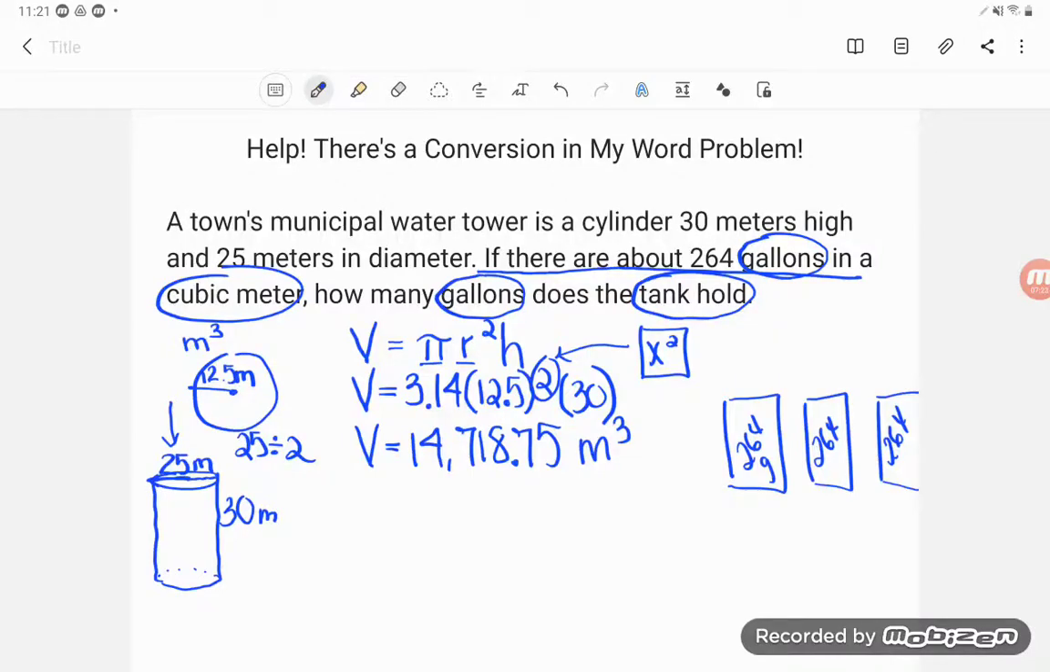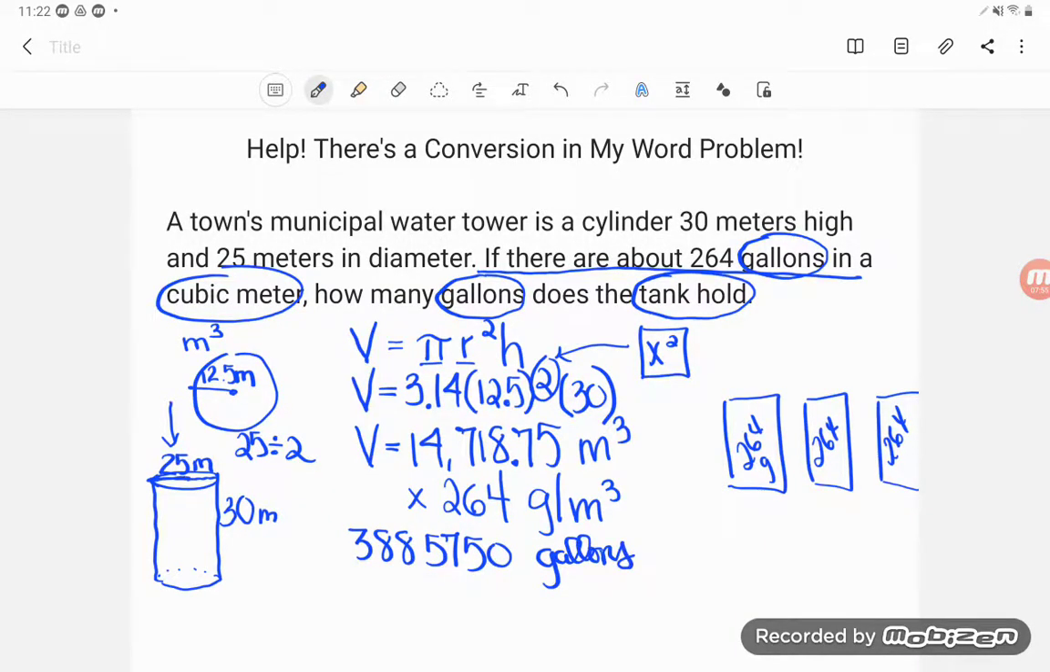And so what am I going to need to do here? I am going to need to multiply. I'm going to need to take that answer that I got and times it by the 264 gallons that I have in each one of those cubic meters. Okay, so let's do that. Let's times our answer by 264, and we're going to get something disgusting, and that's okay. I can't even say this number until I put my commas in. Starting from the back, 1, 2, 3, comma, 1, 2, 3, comma. There we go. So 3,885,750 gallons in that tank.